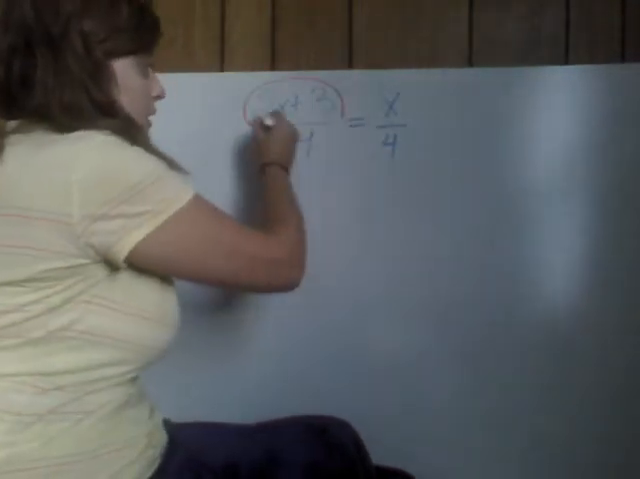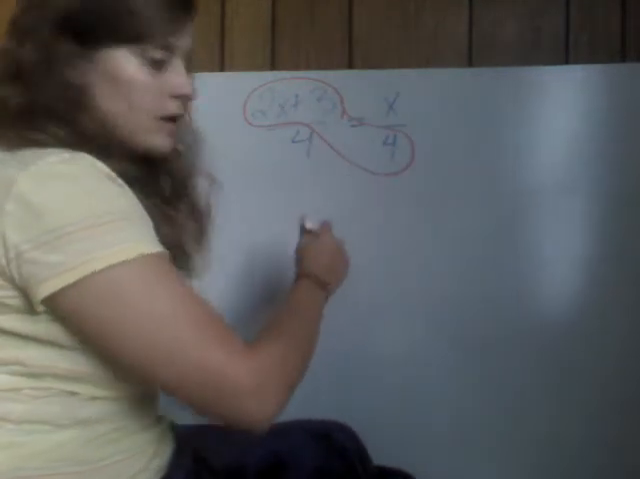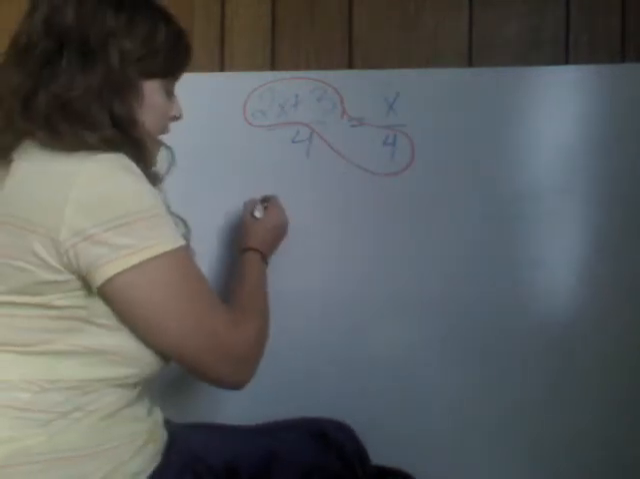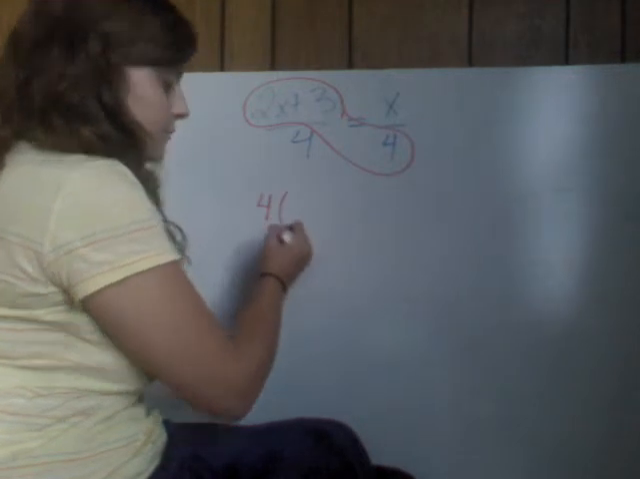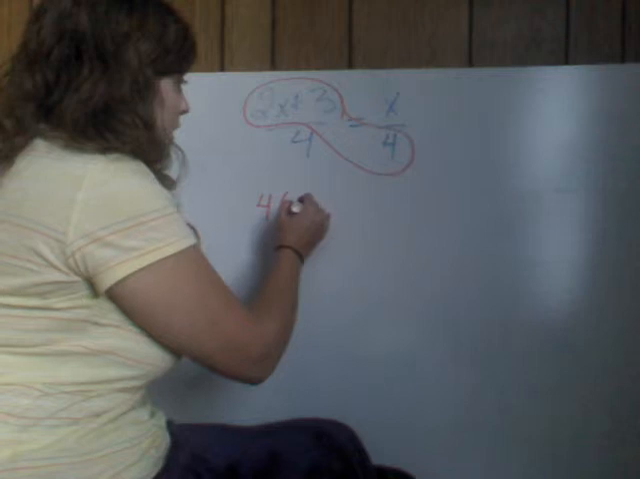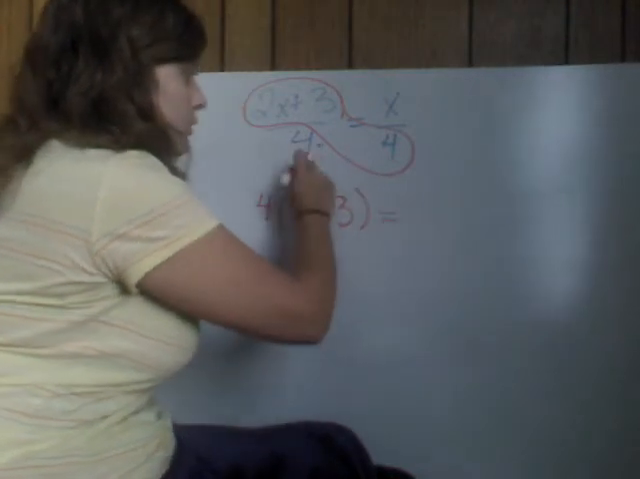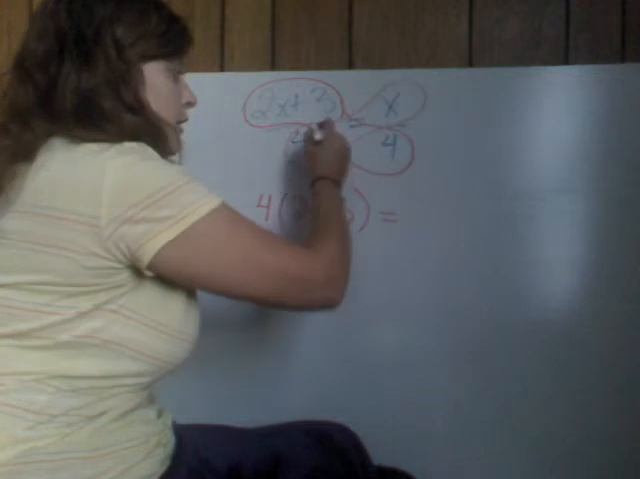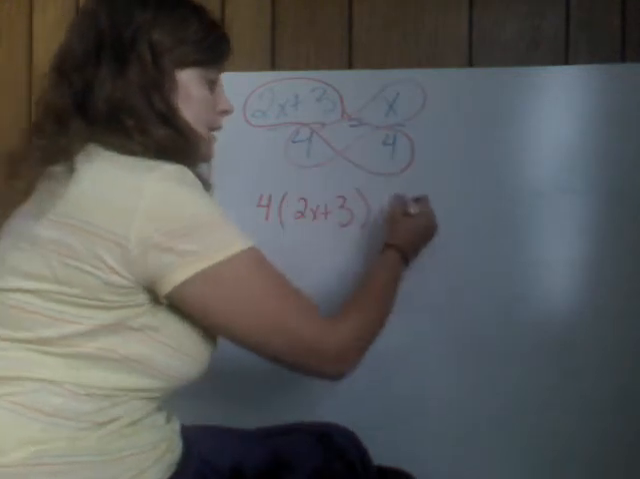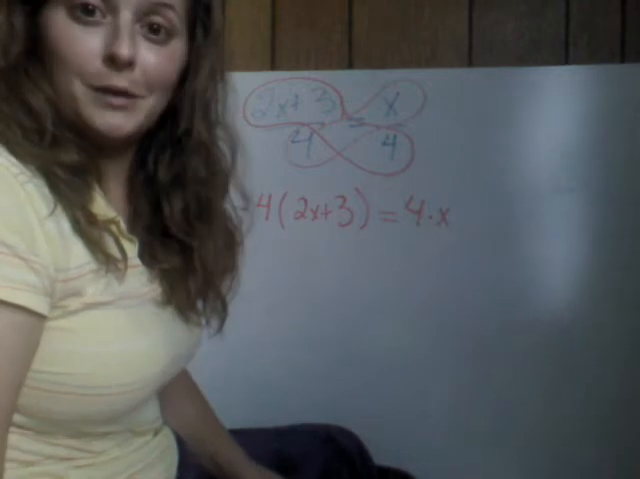So cross multiplying, meaning I'm going to take my left numerator times my right denominator. Now, I like to write the single number out front, but you don't have to. It doesn't really matter as long as they're separated properly. 2x plus 3 is equal to, and here's my 4 and x, 4 times x. All right, there we go. We're almost done.